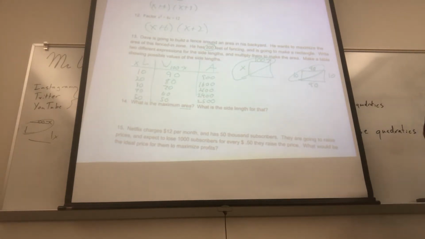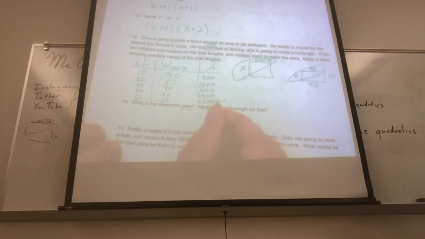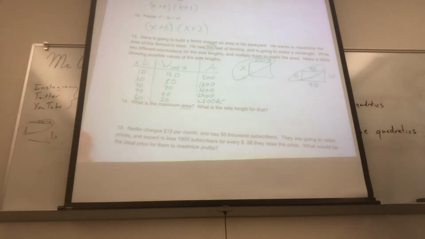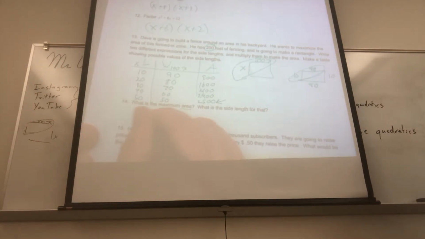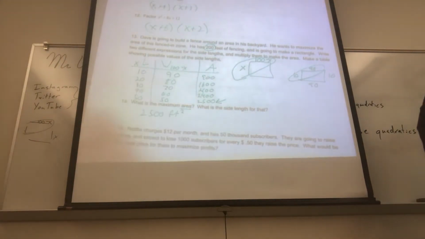Let's say 2,100 here, 2,400 here, 2,500 here. So this 2,500 is going to be the peak. It's the highest number we can hit. It's going to be our maximum area. That's 2,500 square feet. The side length on that is going to be 50.